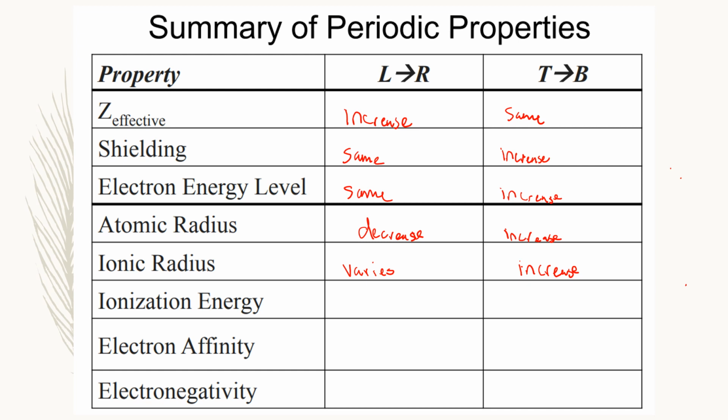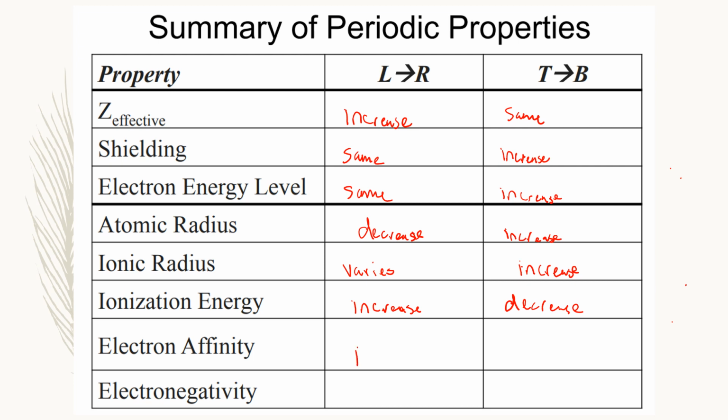For the ionization energy going across from left to right, this is going to increase, and from top to bottom, this will decrease. So again, increasing Z effective is increasing attractive forces, so it holds on to the electrons more tightly. Top to bottom, again, it's going to decrease because the size and distances are increasing as a result.